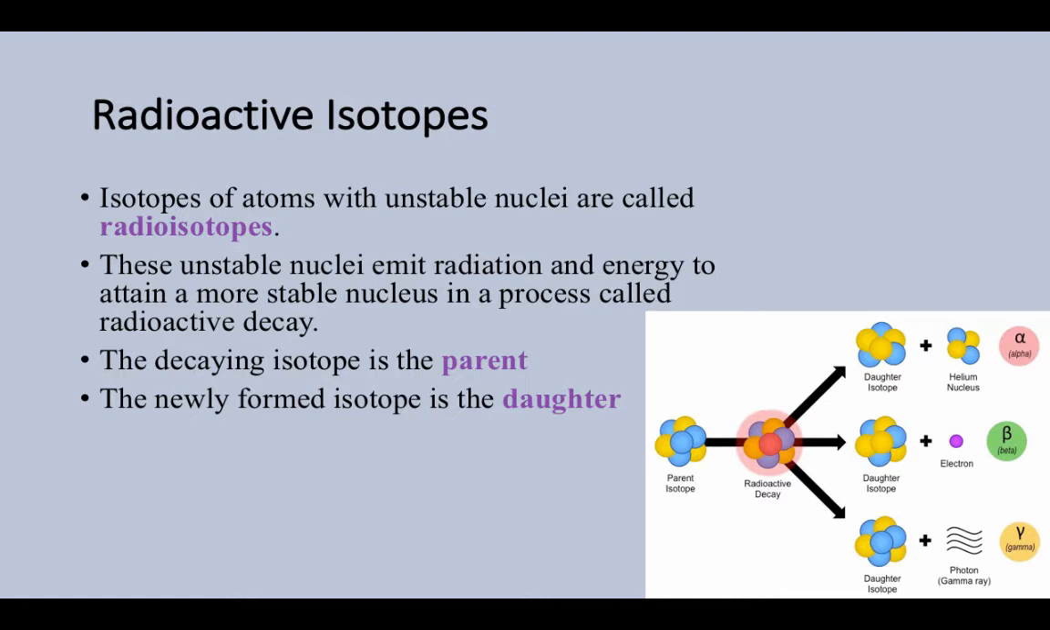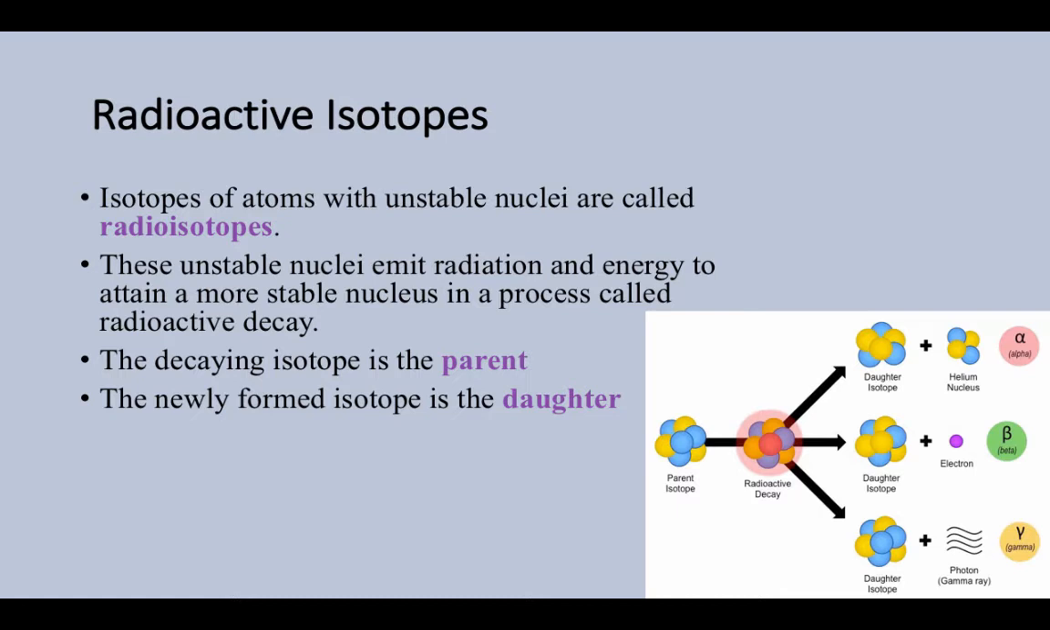So you have radioactive isotopes, and those isotopes are because the nucleus is unstable. We refer to those as radioisotopes, and the reason why a nucleus can be unstable is because it has too many neutrons or too many protons in the nucleus. When this happens, it undergoes radioactive decay to become more stable, and the nucleus emits radiation and energy to form stability.